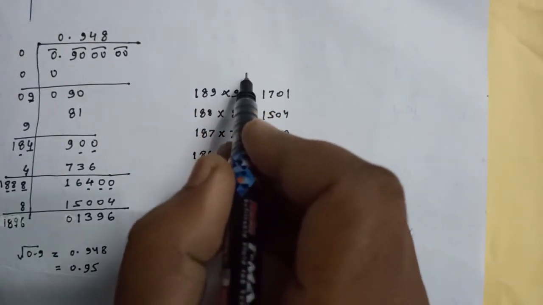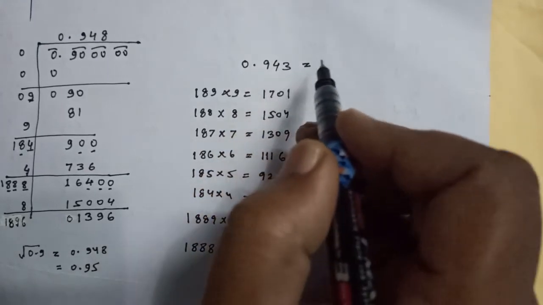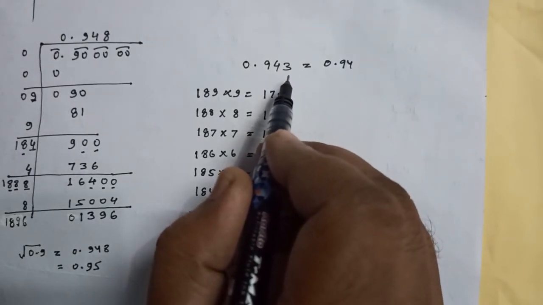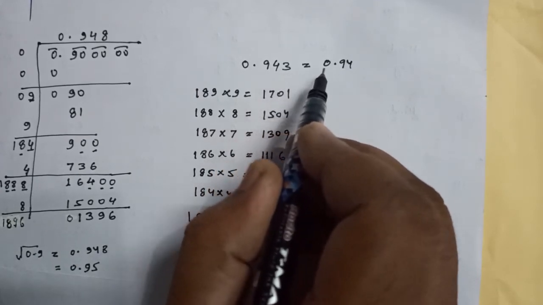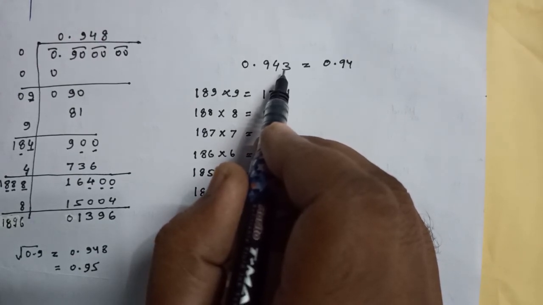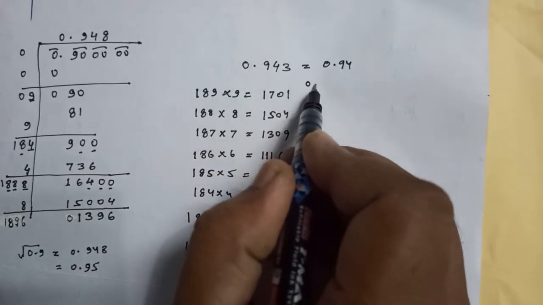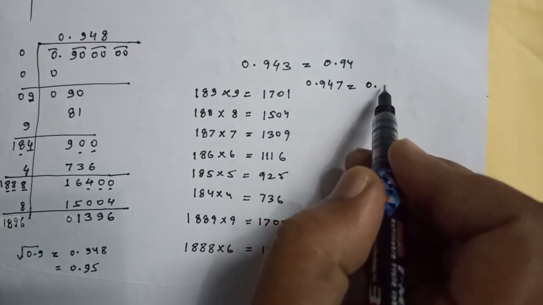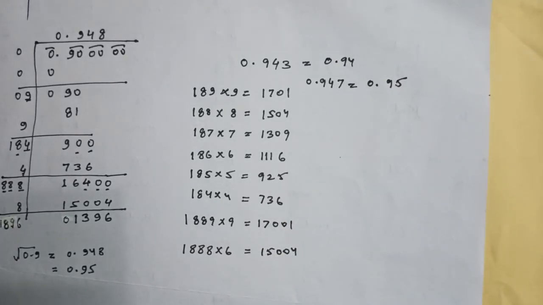If our answer is 0.943, then we can write it as 0.94. If the last digit of the decimal is less than 5, then we neglect it, and if the last digit of the decimal is more than 5 or equal to 5, then we increase the left digit by 1. For example, 0.947, we write this as 0.95. Thank you, students.